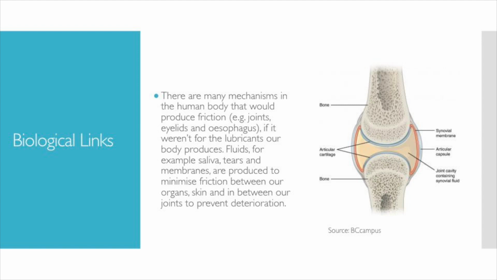If it were not for the lubricants that our body produces, there are many mechanisms in the human body which would produce friction. Certain fluids, for example, saliva and tears, are produced in order to minimize friction between our organs, skin, and also in between our joints to prevent deterioration.